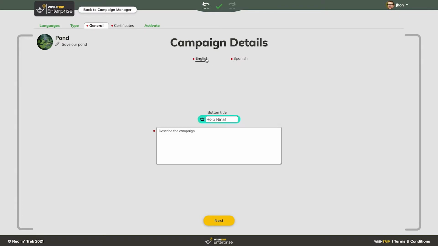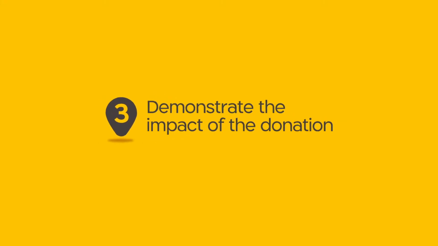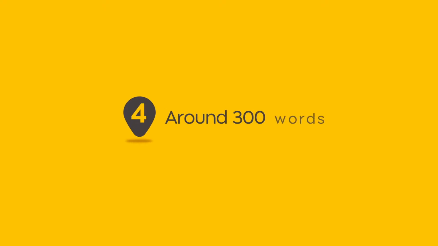Some tips. Your description is critical to getting your visitors to donate, so make it compelling. Tell a story. Be specific. Demonstrate the impact of the donation. Research shows that successful crowdfunding campaign descriptions are around 300 words.